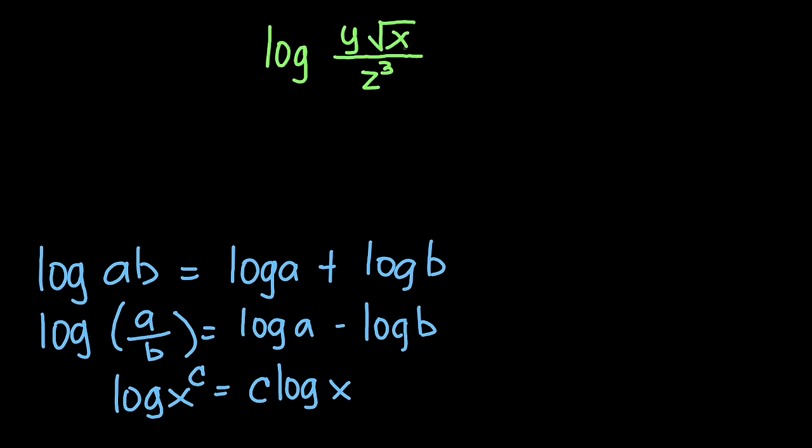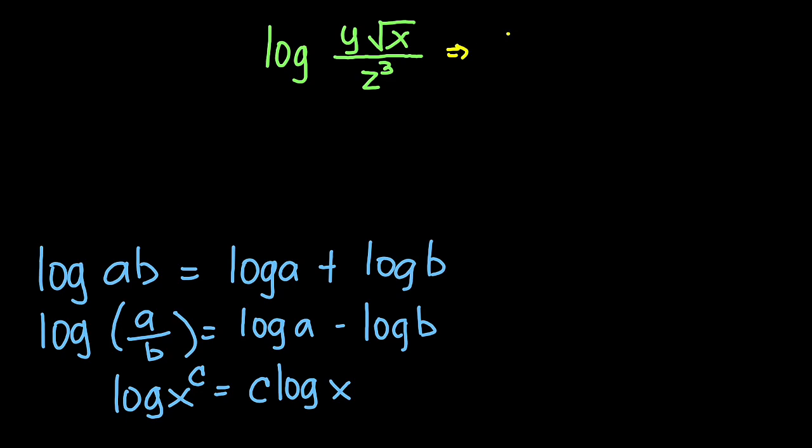Log of y multiplied by the square root of x, all divided by z to the power of 3. Whenever you encounter something like a square root here, the best thing would be to put this into their exponential form first. Know that square root of x is the same as x to the power of 1/2. A cube root of x is the same as x to the power of 1/3. And so by this we have a square root.